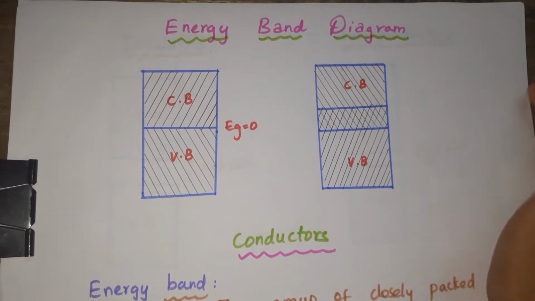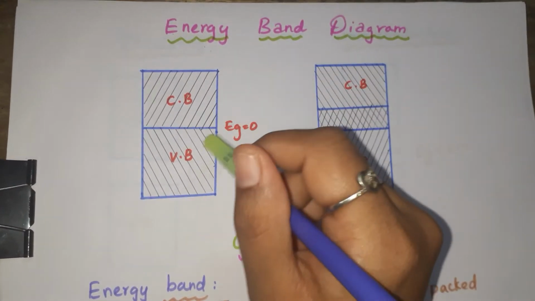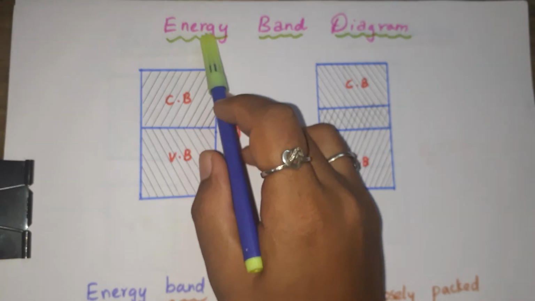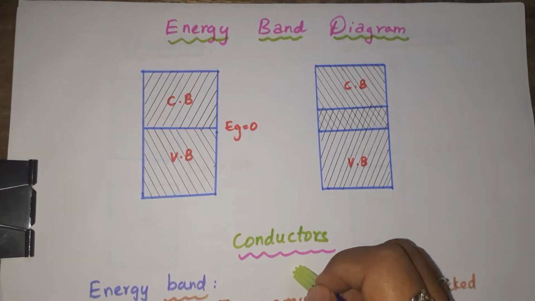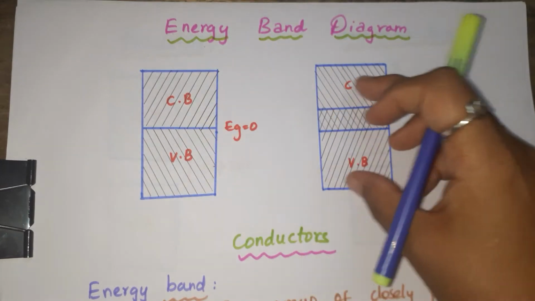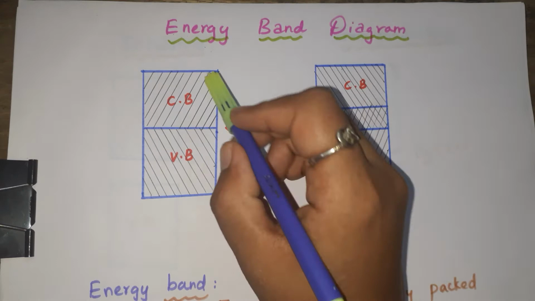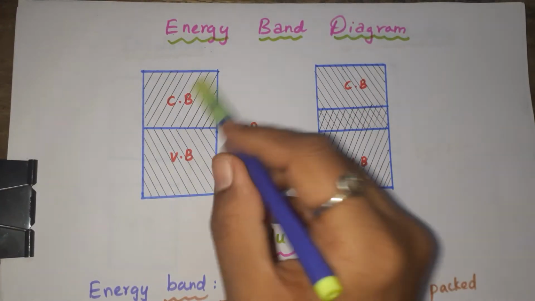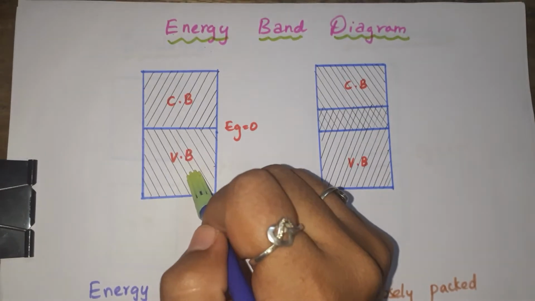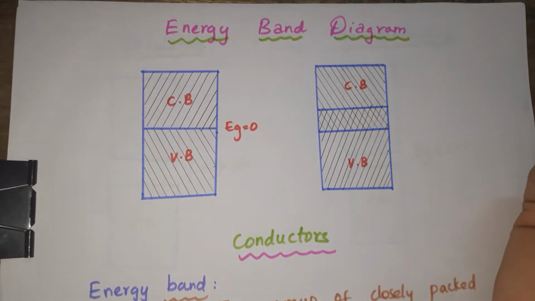Today I am going to explain the energy band diagram in semiconductors. So first is about conductors. I just drew two figures here, right? You'll be thinking what are those figures? Both are related to conductors. This is the conduction band and this is the valence band. Here also, this is the conduction band and this is the valence band.